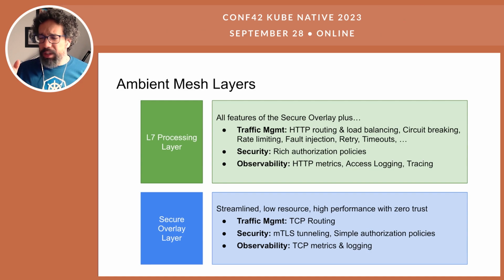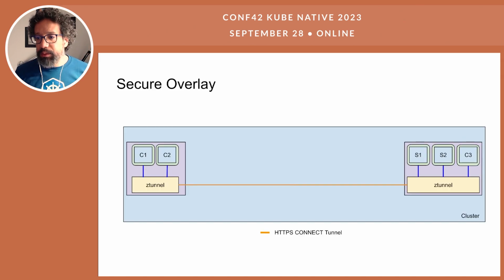By the way, I said earlier that Istio doesn't support TCP. That was wrong. It doesn't support UDP, not TCP. And then if you want some advanced traffic management or security with authorization policies, then you can implement the layer 7 processing layer. And through this new architecture, the aim also is to try to make adopting service mesh as easy as possible.